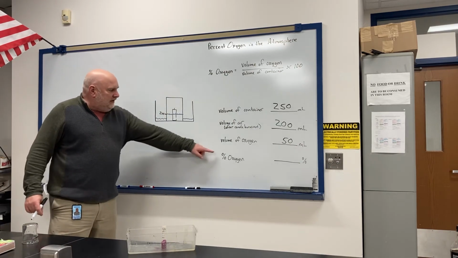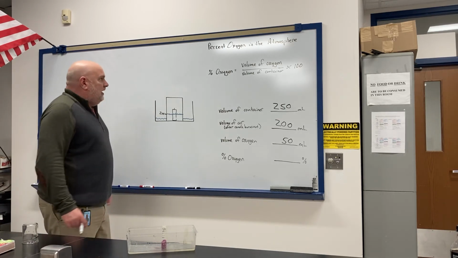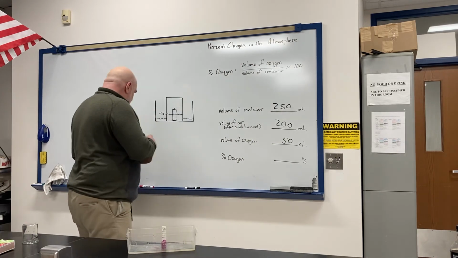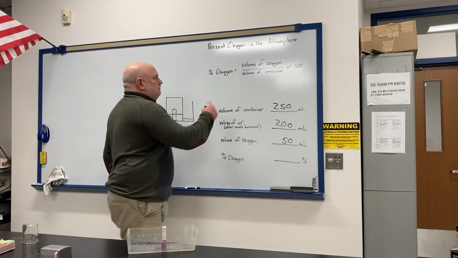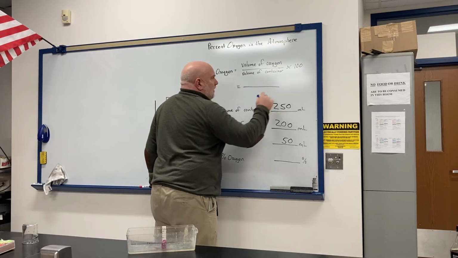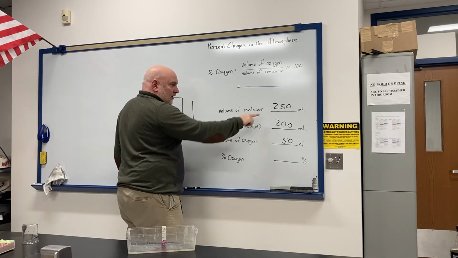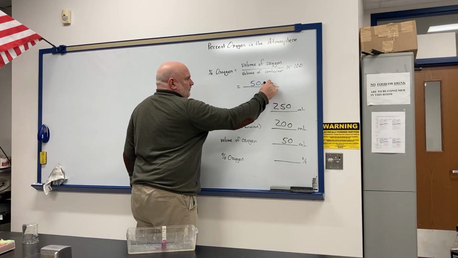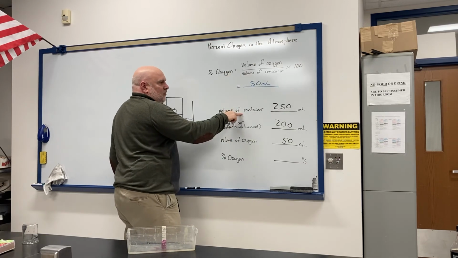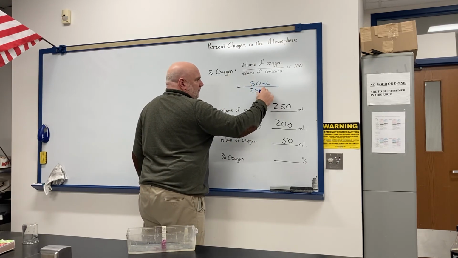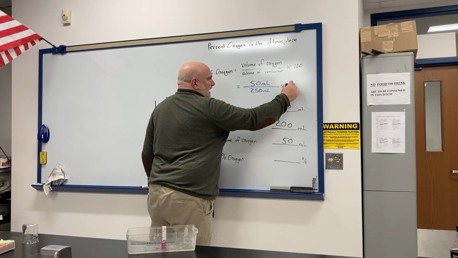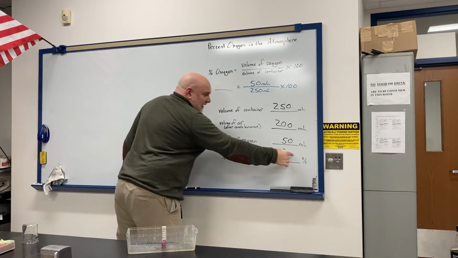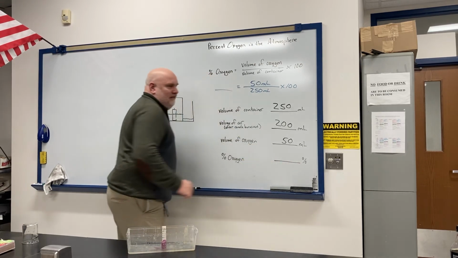Now, to calculate the percent, I'm going to plug these numbers into this formula right there. The volume of oxygen was 50 milliliters. The volume of the container was 250 milliliters. Then you take that whole thing and multiply it by 100. Whatever answer you get right there is what you calculated the percent oxygen of the atmosphere to be.